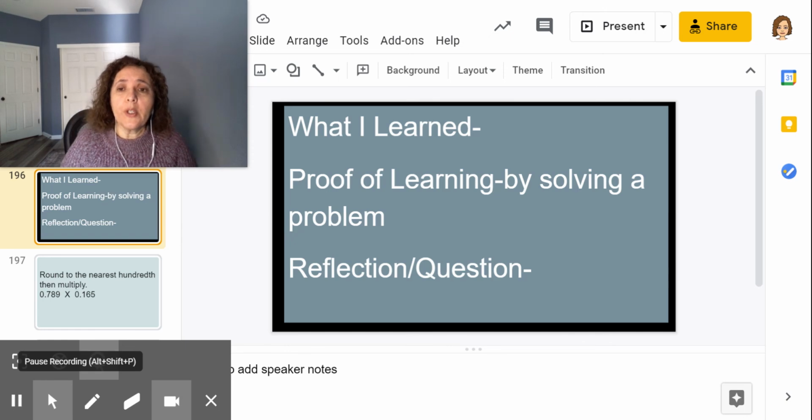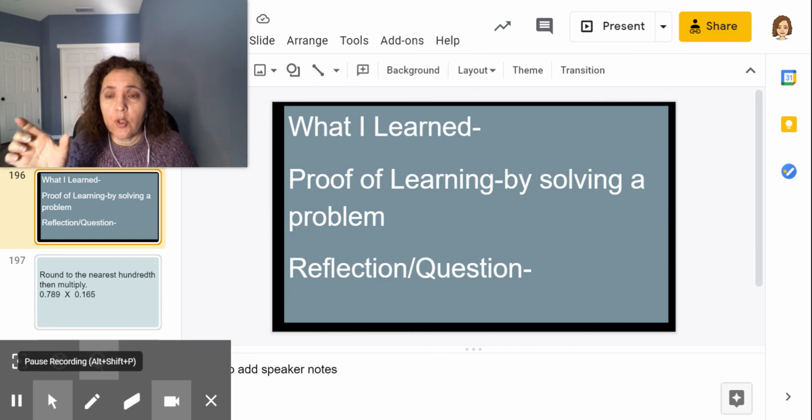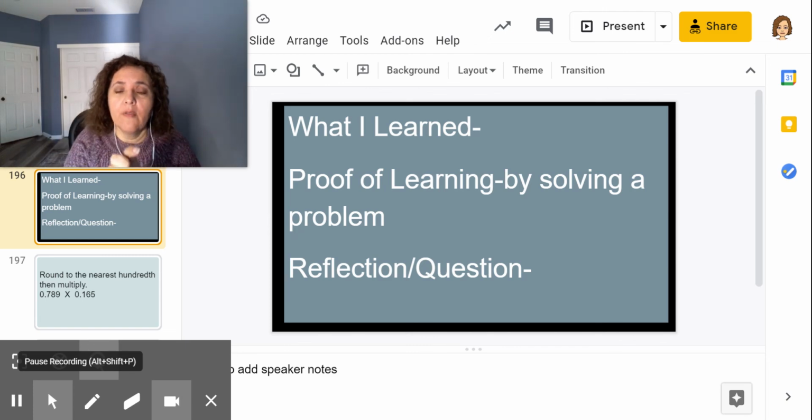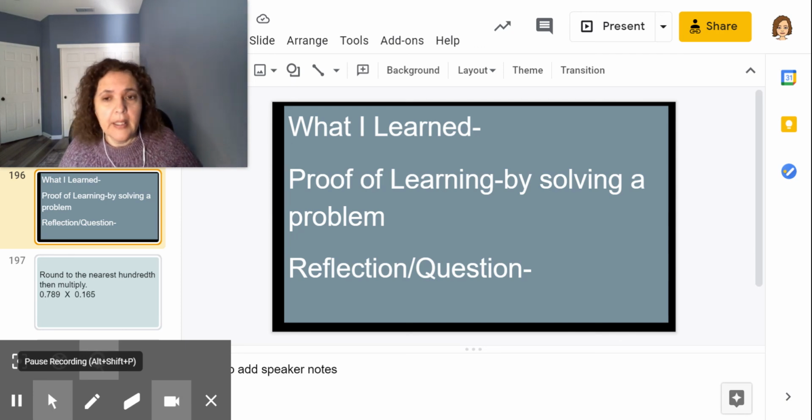All right, so write down what you learned, right? You learned how to check your answers by estimating. Do a proof of learning by solving a problem. So write down a problem, round it to the nearest tenth, and then multiply the two decimals to see if you're close or if you're not close. Okay, and that's it. Have a great day.